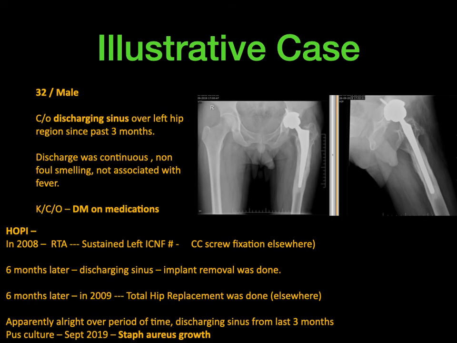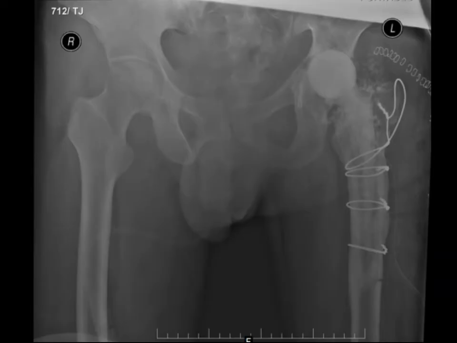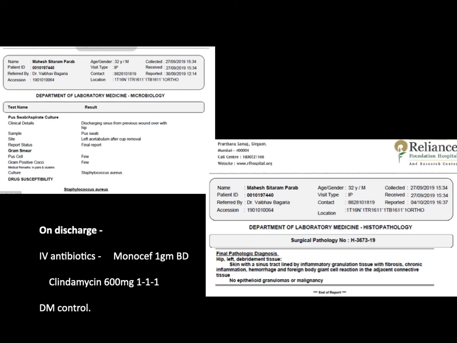I'll run through an illustrative case. This was a 32-year-old man who unfortunately had a left neck of femur fracture for which CC screw fixation surgery was done, followed by THR, which was apparently well functioning for a period of 10 years. Then he developed a discharging sinus for the last 3 months, which grew staph. Being an uncemented system, it was well fixed. We had to do an ETO to remove it. We put in a spacer, got our culture report again, staph grew, sensitive to monoseph and clindamycin.